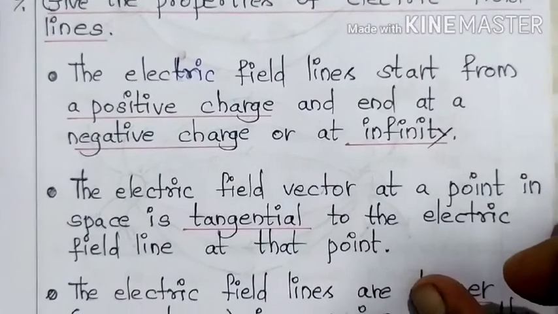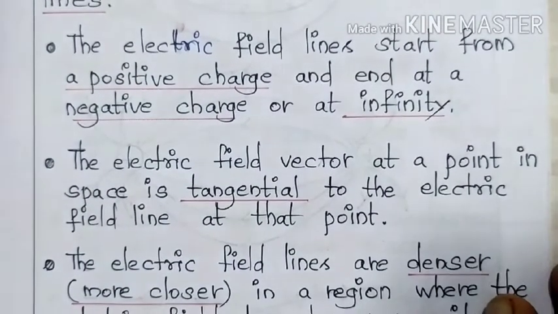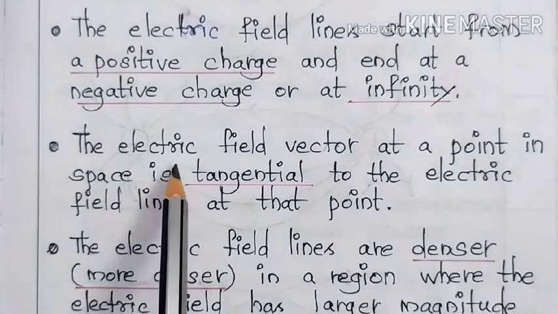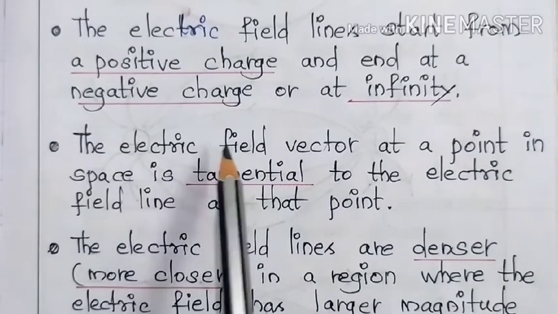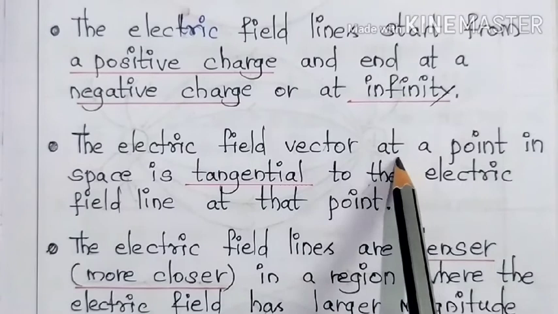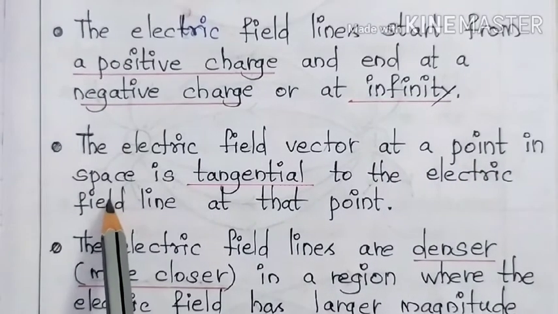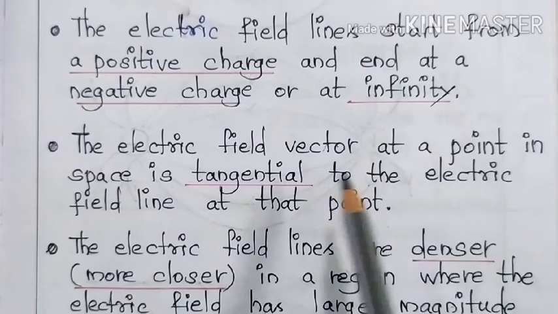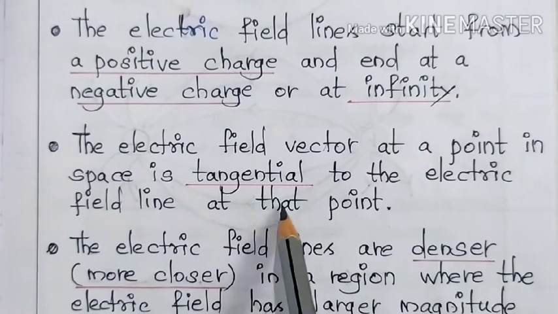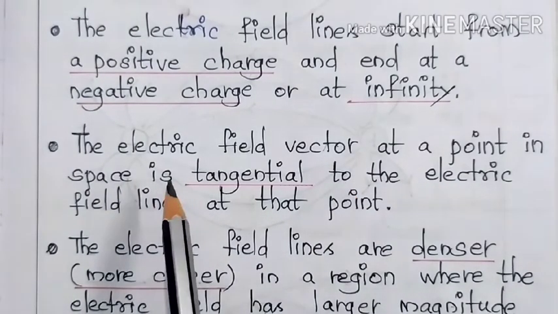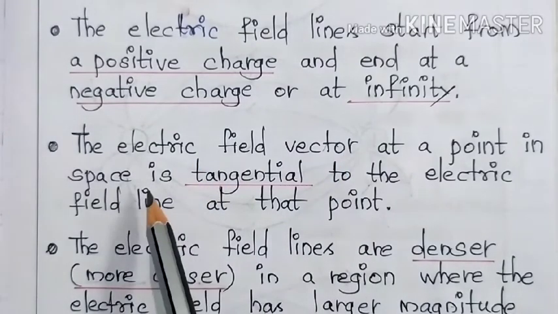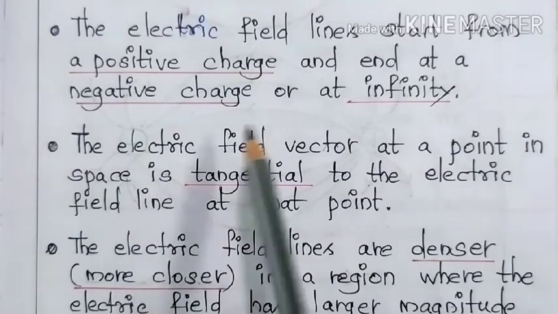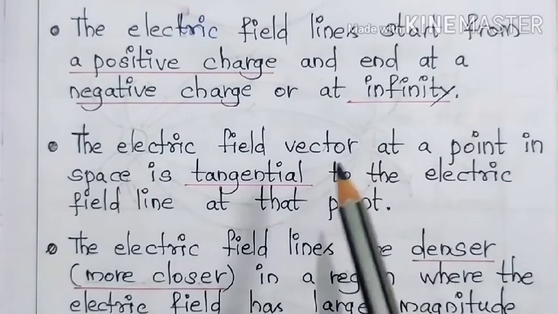Second point is the electric field vector. In other words, the direction of the electric field at a point in space is tangential to the electric field line at that point. Now let me explain it. We all know that electric field lines exist in between a positive and negative charge.